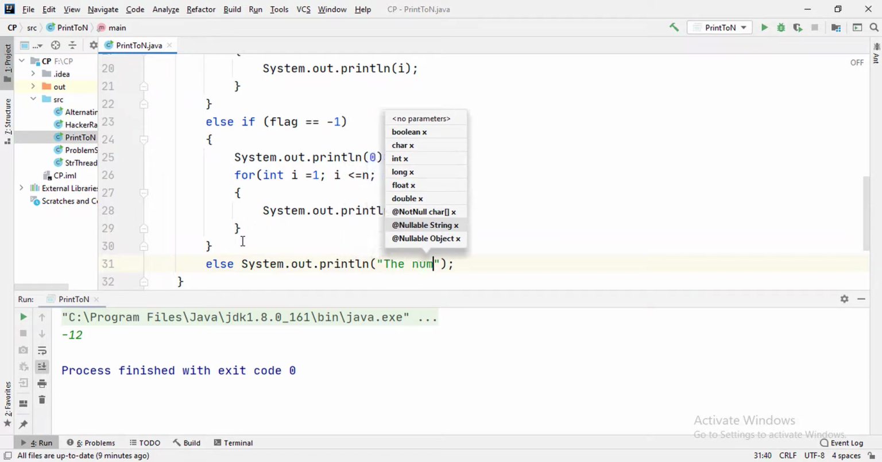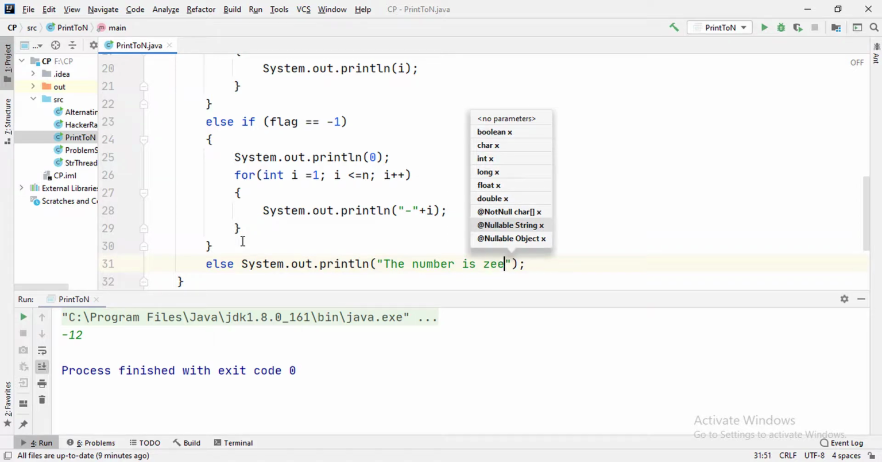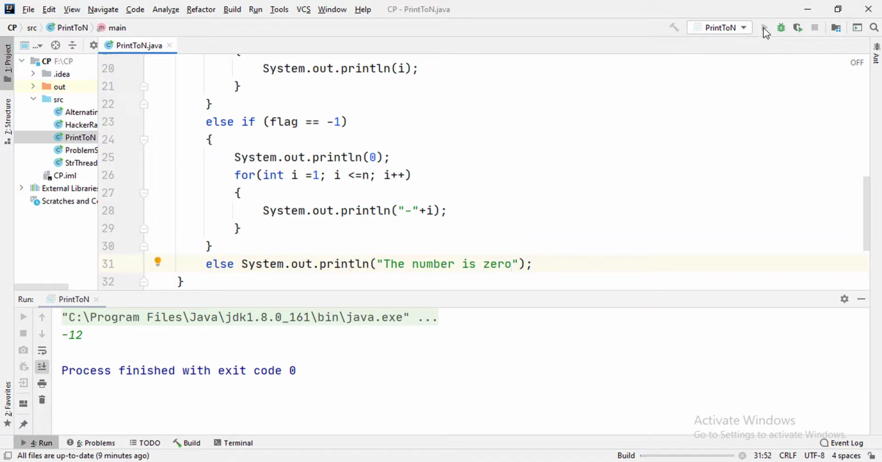number is 0. Okay, so let's run this and see what happens.